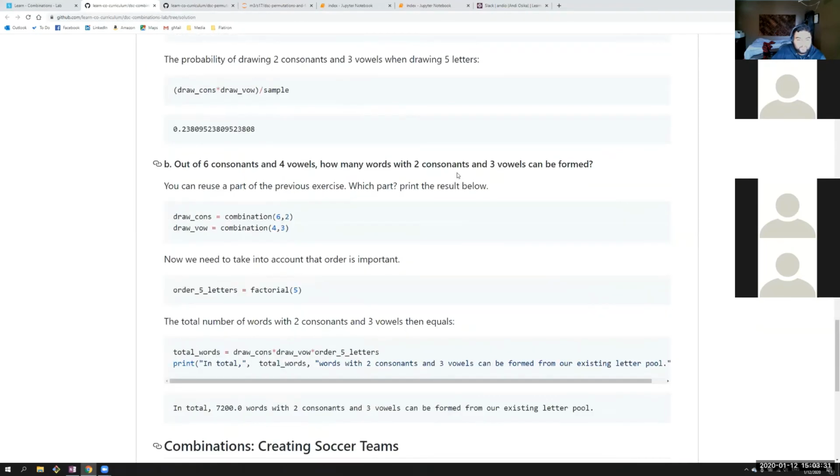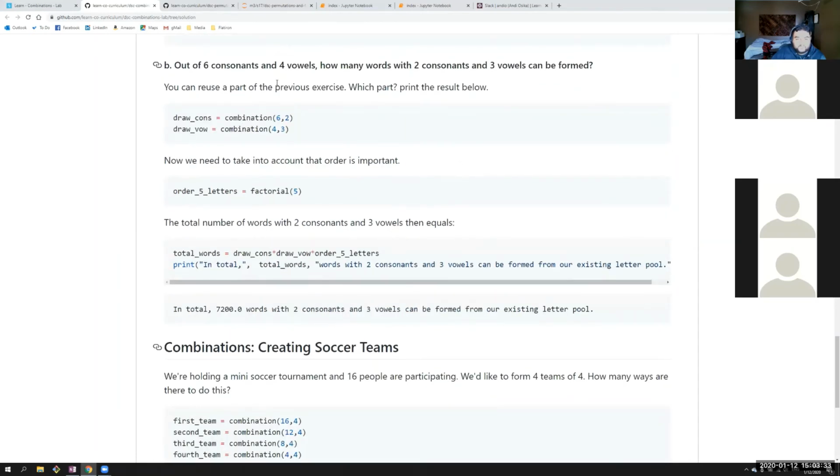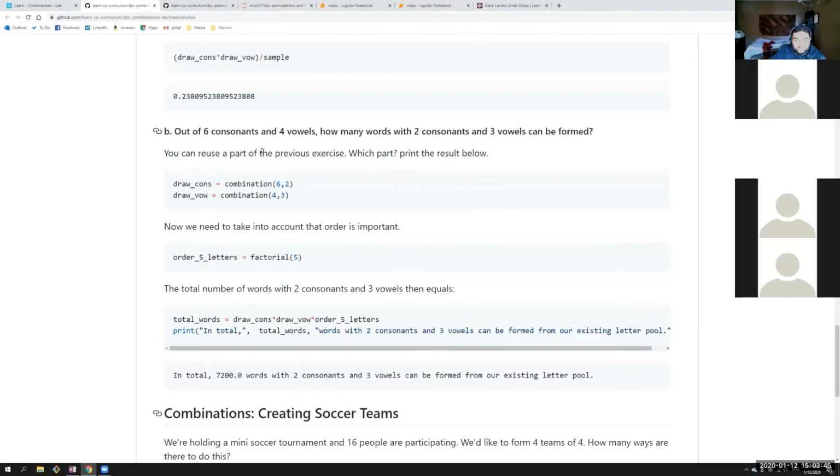Keep going. All right. Out of 6 consonants and 4 vowels, how many words with 2 consonants and 3 vowels can be formed? You can reuse a part of the previous exercise. How many words with 2 consonants and 3 vowels?